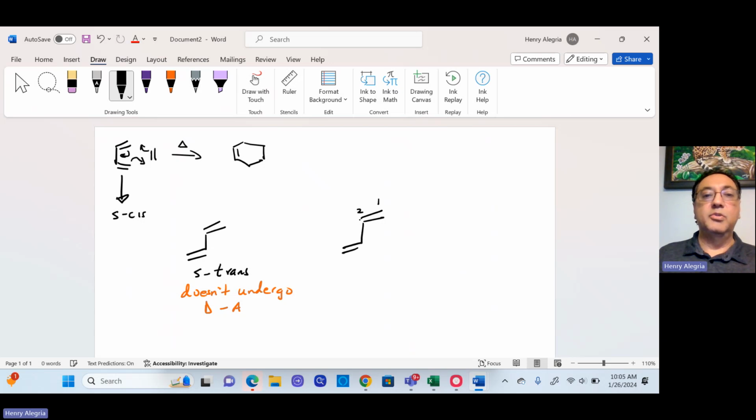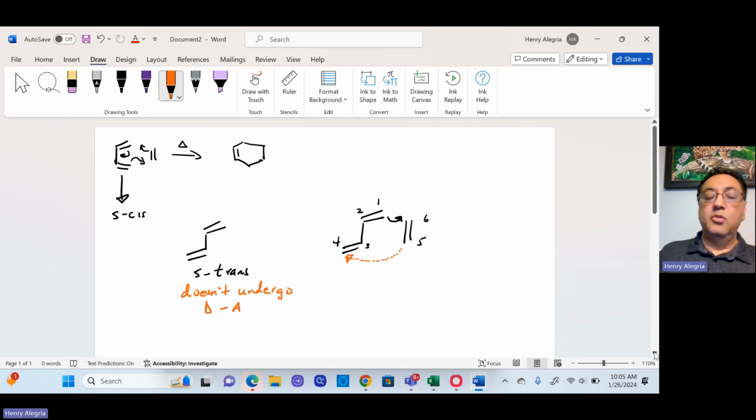So here's 1, here's 2, here's 3, and here's 4. Here is my dienophile, 5 and 6. So 1 can reach over and form a bond with 5. And here is the problem. 5 would have to form a bond with 4, and that distance is too far away for the overlap to actually be effective, and so it doesn't happen. That means then that my dienes have to be in an S-cis configuration for this to happen.